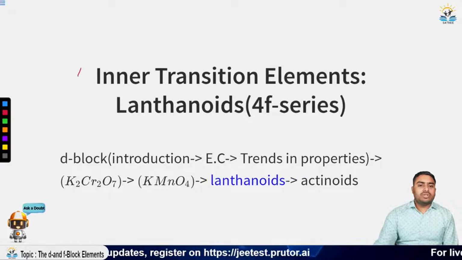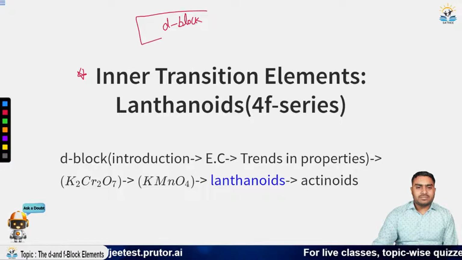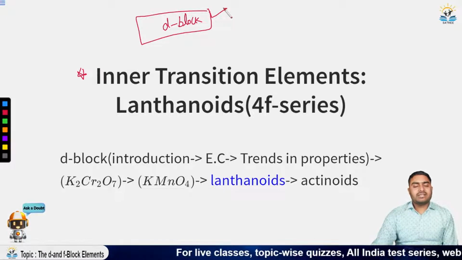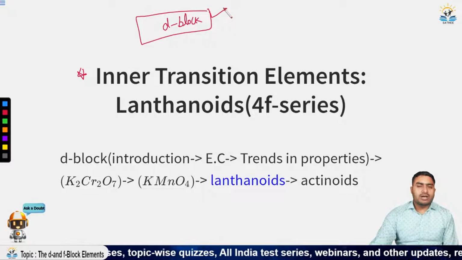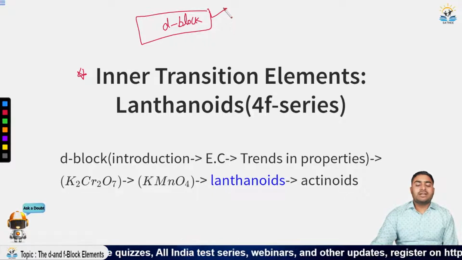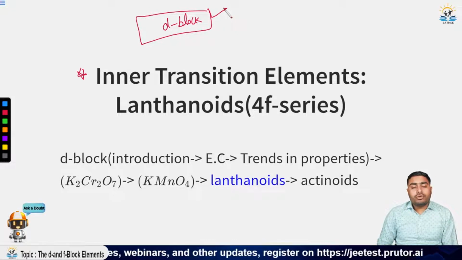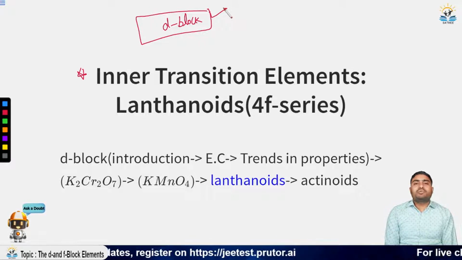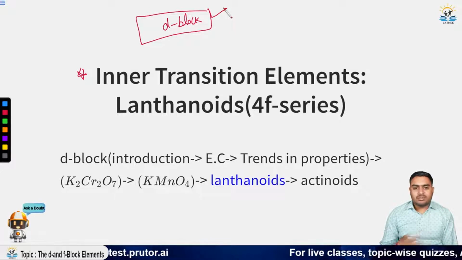Okay, let's move to the next one. So we have discussed the d block elements: the general electron configuration, some trends in physical properties like ionization enthalpy, atomic radii, color, catalytic behavior, etc. Then we have discussed the preparation, uses and properties of K2Cr2O7, that means potassium dichromate, and KMnO4, potassium permanganate. So these points are very clear to all of you.